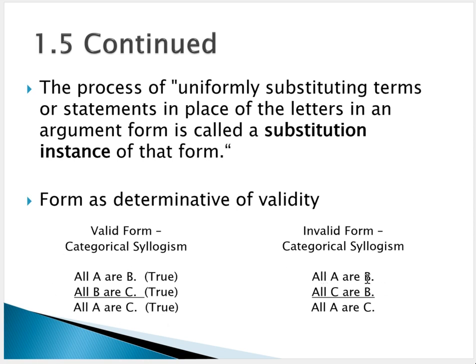Invalid would be if all A are B, all C are B, then all A are C. Notice the order. This side was A, B, B, C, and then A must be C. Notice here the order was wonky. A to B, the B should be here, right? These two should be flip-flopped. So this is invalid. So it's important to know valid forms versus invalid forms as well.